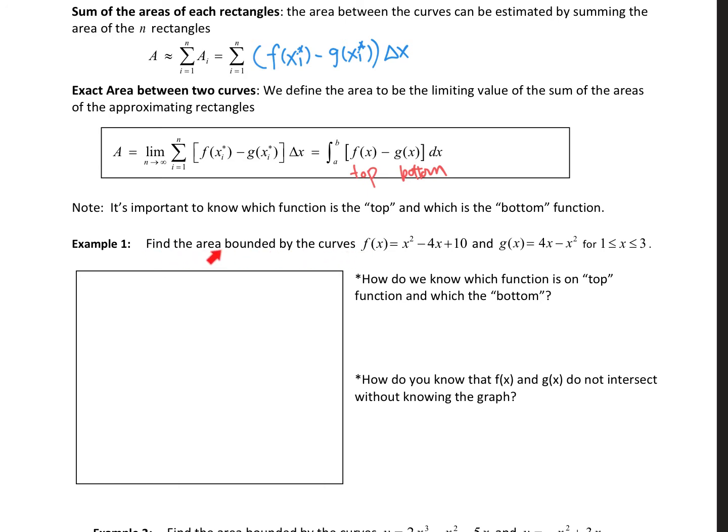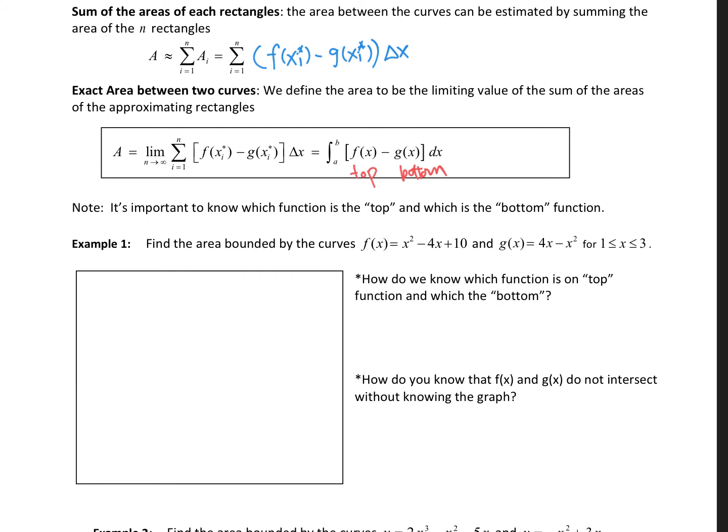OK, so let's look at example 1. Find the area bounded by the curves. Here they label one F and one G. It doesn't mean F is on the top. When I graph it, it literally has to be on the top. So just because it's labeled F, it doesn't mean that's the top function. How do you know which function is the top and which is the bottom?